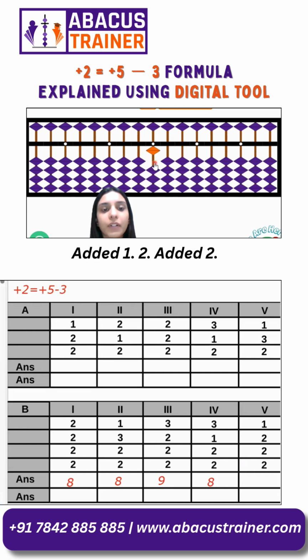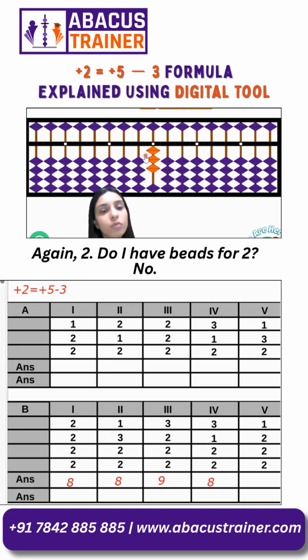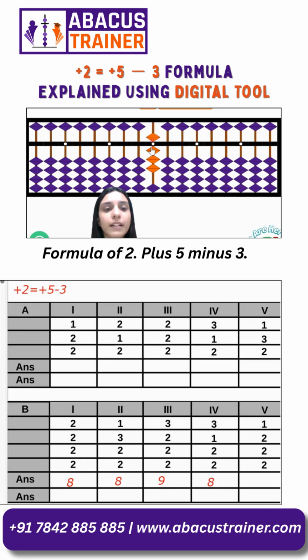1 added 1. 2 added 2. Again 2. Do I have beads for 2? No. Formula of 2: plus 5 minus 3. Then another 2. Answer is 7.